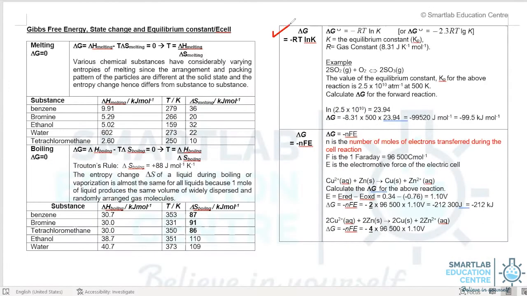These are the two other formulas involving Gibbs free energy that you need to memorize. The first one is change in G is equal to minus RT ln K. K is the equilibrium constant. K can be expressed in terms of multiples of mole per dm cube or in Pascal.